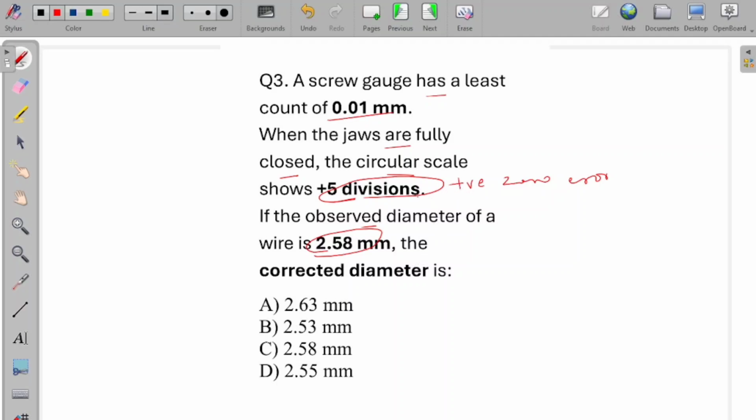There was a positive zero error, and this is the reading we got. Now we have to subtract the positive zero error and find the correct measurement. You can see that plus 5 divisions is given as the error, but we don't know the measurement of the error. The error is of 5 divisions, but how big the error is, we have not been given.